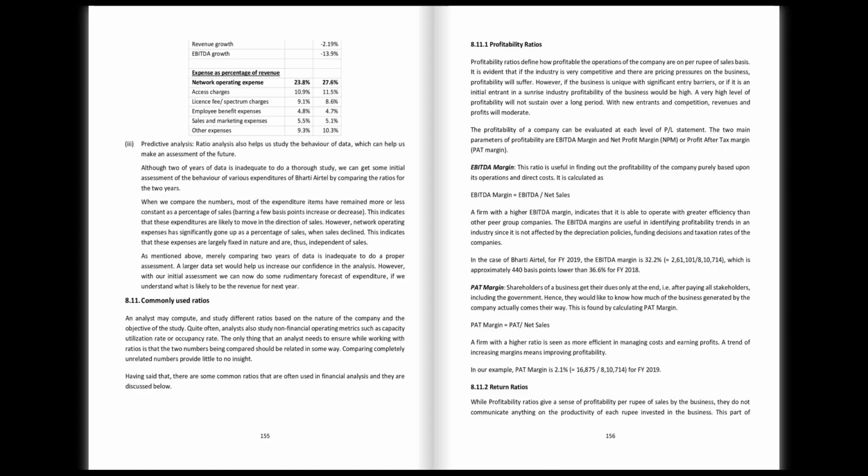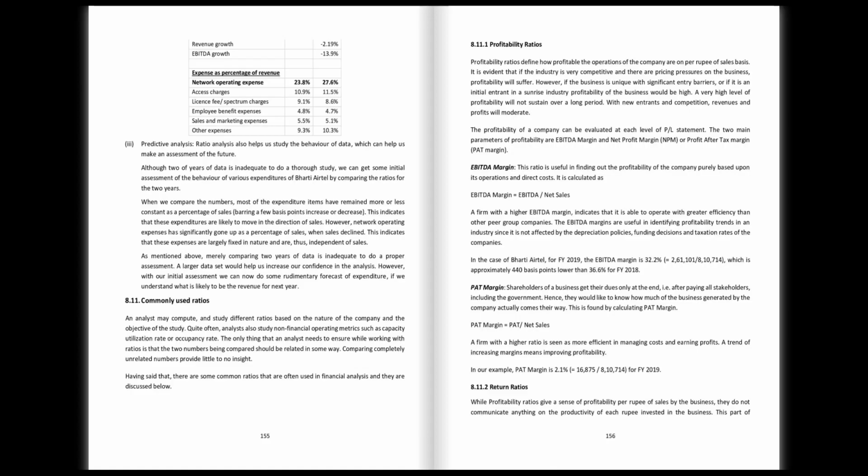Profitability ratios. Profitability ratios define how profitable the operations of the company are on a per rupee of sales basis. It is evident that if the industry is very competitive and there are pricing pressures on the business, profitability will suffer. However, if the business is unique with significant entry barriers, or if it is an initial entrant in a sunrise industry, profitability of the business would be high. A very high level of profitability will not sustain over a long period. With new entrants and competition, revenues and profits will moderate.